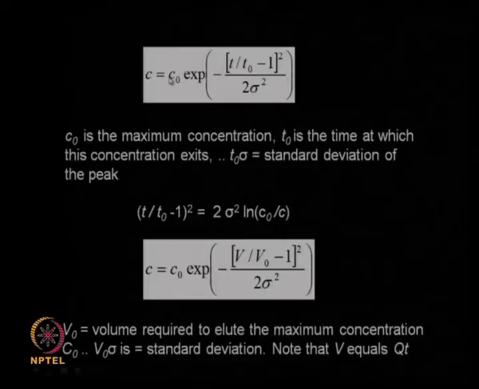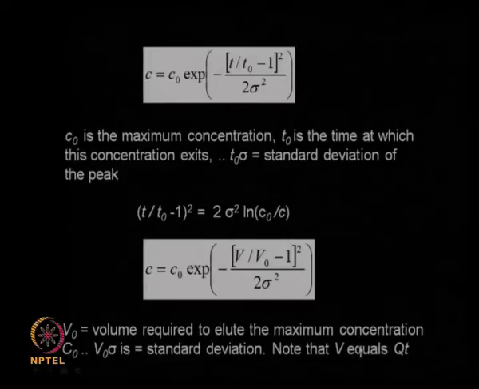So we can take logarithm of this equation, you will end up with (T/T0 − 1)² equal to 2σ² ln(C0/C), okay. Just like time, that is retention time, we can also have an equation for volume V. So we say C equals C0 exp(−(V/V0 − 1)²/(2σ²)). V0 is the volume required to elute the maximum concentration, that is at that particular volume you will get the peak max, and here σ will be your standard deviation.